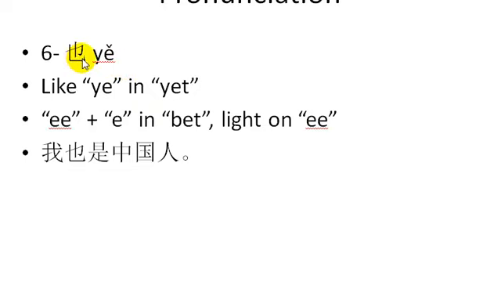So repeat after me. Yeah. Again. Yeah. One more time. Yeah. And now we have a sentence down here. 我也是中国人. I am also Chinese, is the meaning of this sentence. So let's go a character at a time first, and then we'll do the whole sentence.